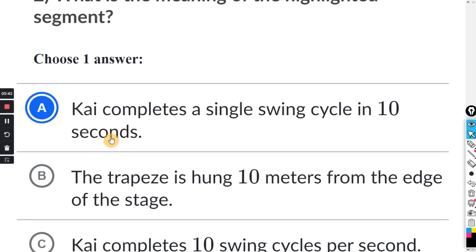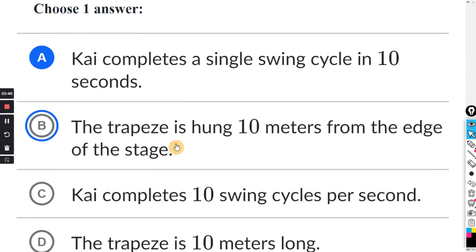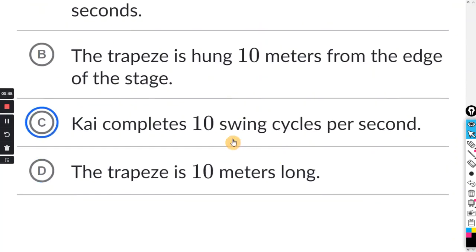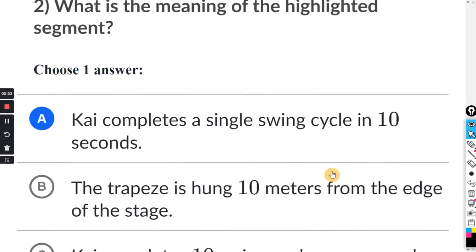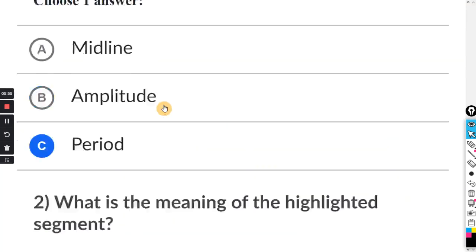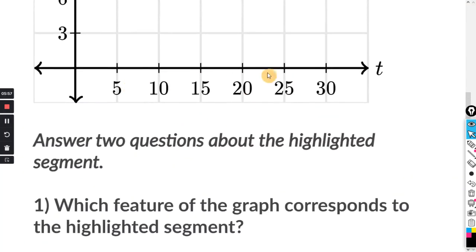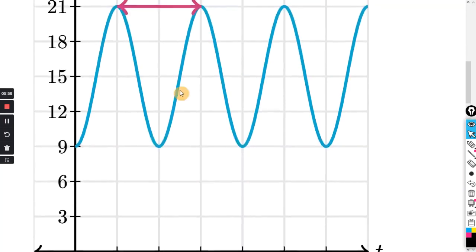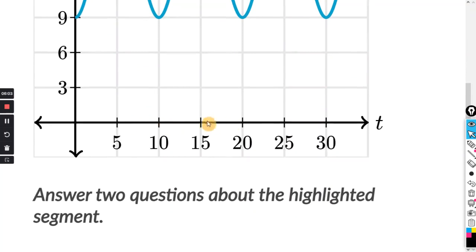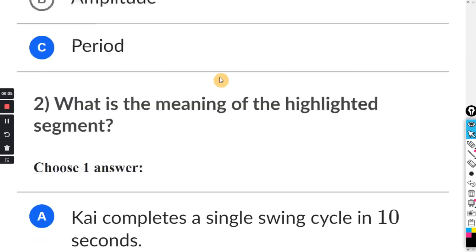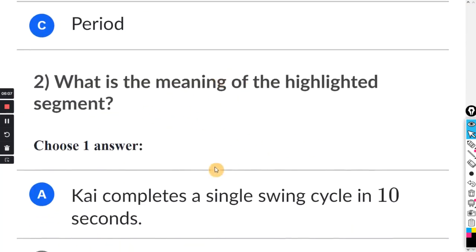It has to be this one because this is based on time. This one is based on a distance. This one is how many cycles. This is how long the trapeze is. Period. A period is a horizontal distance here. See that? And the x-axis is based on time. So the answer for the meaning of the highlighted segment also has to be based on time.